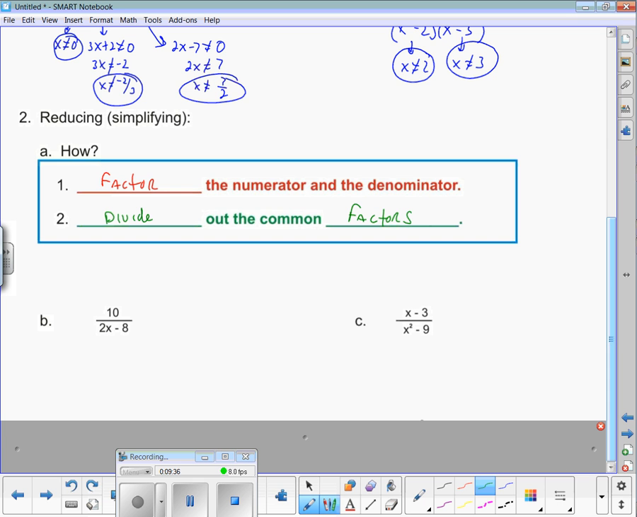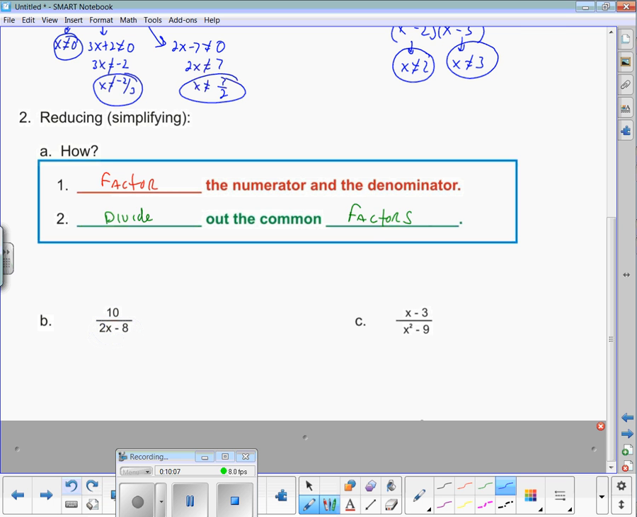All right, so look at B here. At first thought, you might look and say, well, can I divide this 2 into this 10 and get 5? And the answer is no. You can't do that. This goes back to something we've talked about quite a bit. This 2 is tied into this x, which is tied into this negative 8. This is one quantity. And you can't separate that 2 unless you factor it.